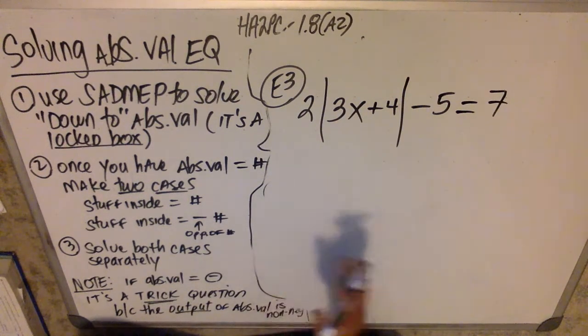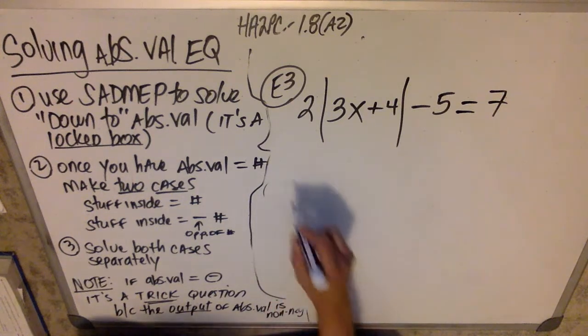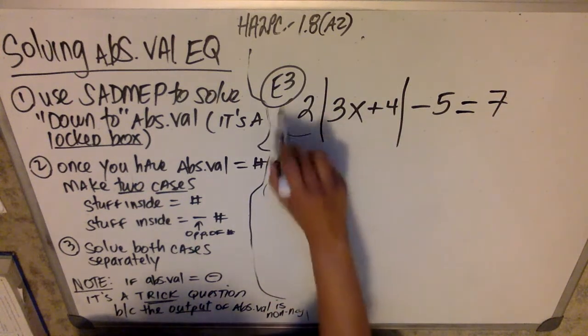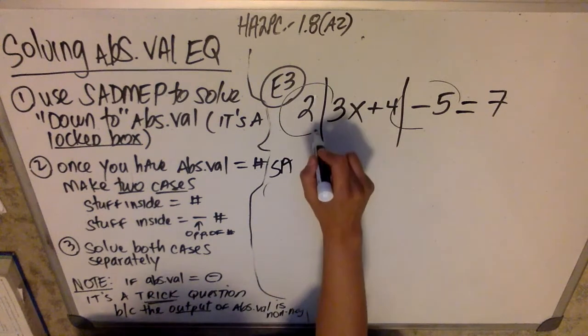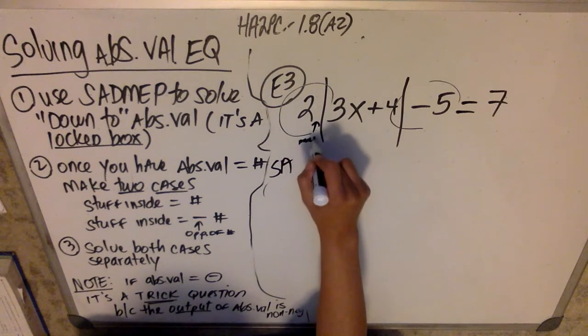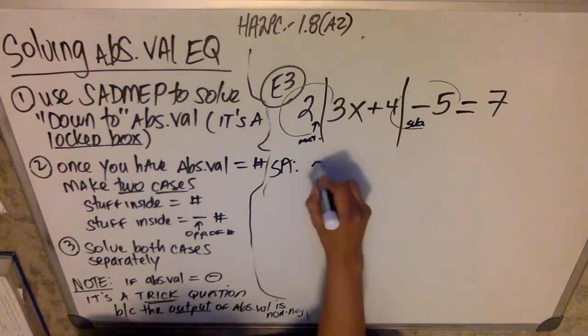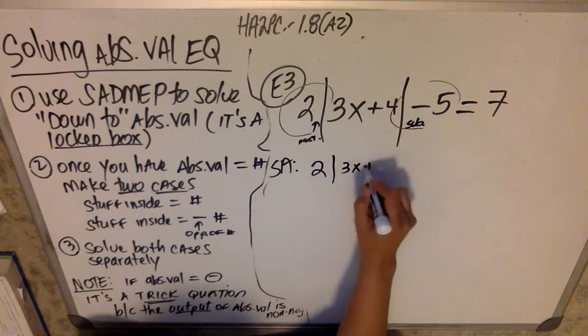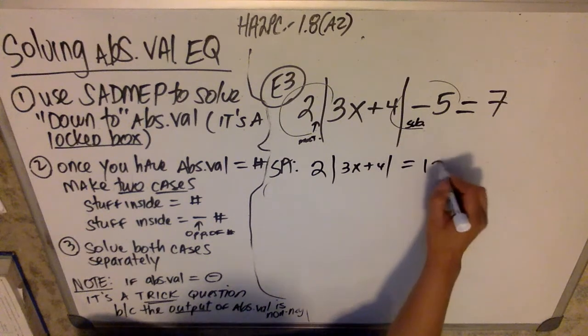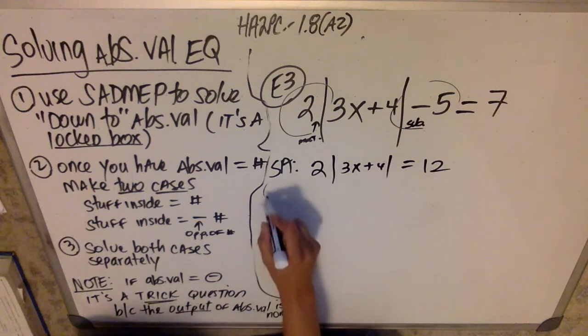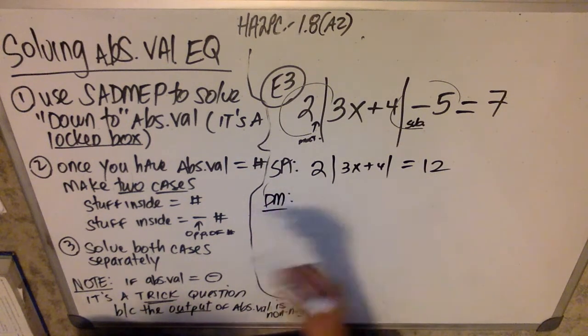So again, I'm going to do all the stuff outside of the absolute value. So remember, we're doing subtraction and addition first, because there's two things outside the absolute value now. There's this 2, right? This 2 would be multiplication. That's that operation. And there's this guy that is definitely subtraction. So I have to do subtraction and addition first. So I'm going to get 2 times this whole ugly box of stuff equals a 12, because I add the 5 to both sides. Now I can do that division and multiplication, divide everybody by 2.